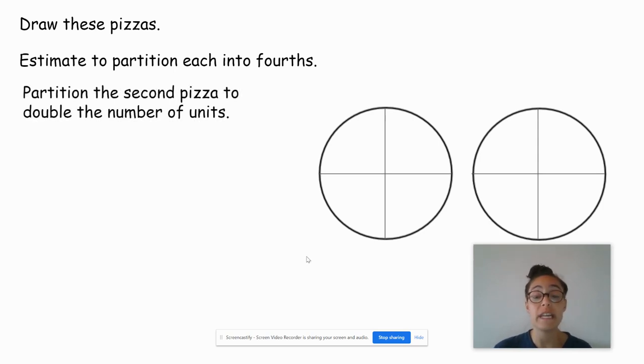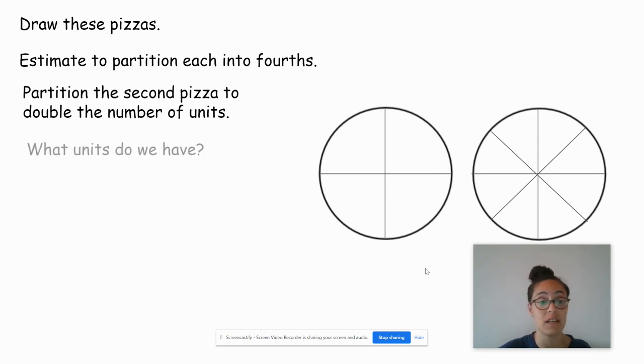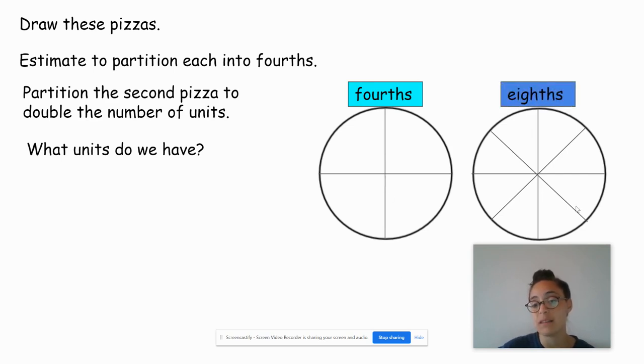So now we need to partition or break the second pizza to double the number of units. So my number of units is what? Look at what we broke it into. And now how can I take this second pizza and double it? So I'm going to draw 2 lines. So I see that there are 4. So now I have 8ths over here. So what units do we have? We have a group of 4 or fourths, and we have 8 or 8ths. So we have 8 over here, and we know if I just double 4, I get 8.